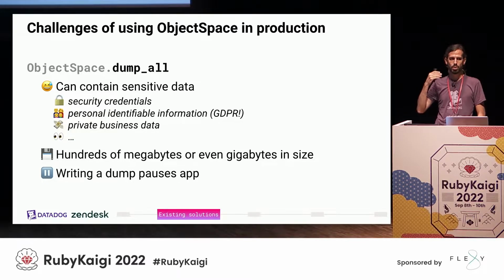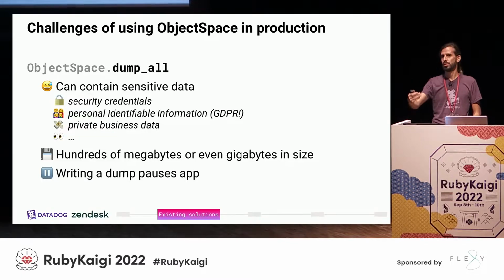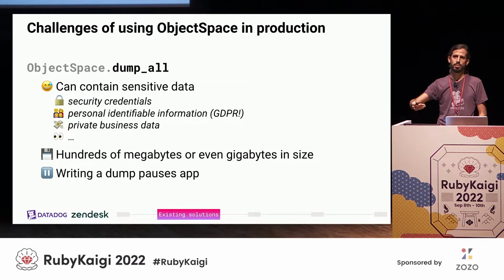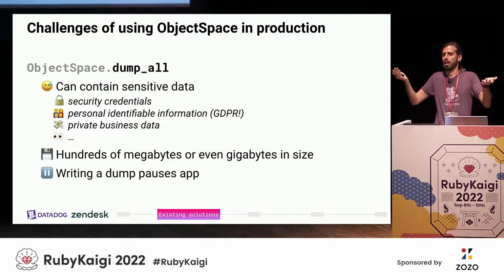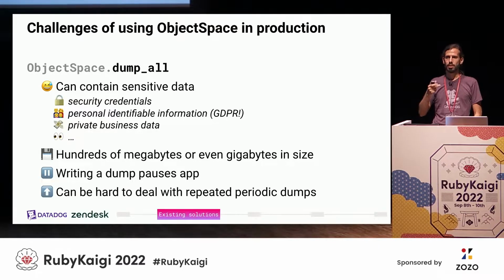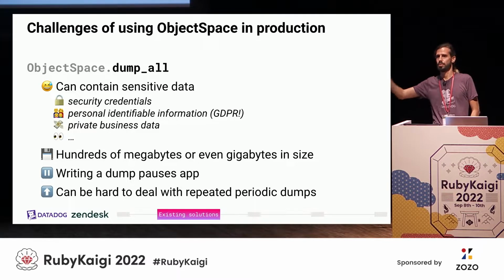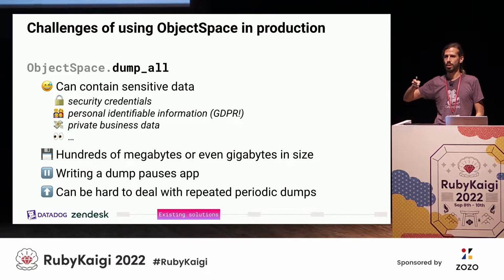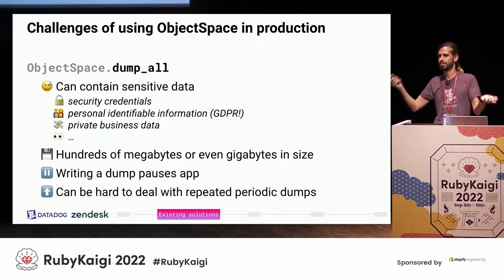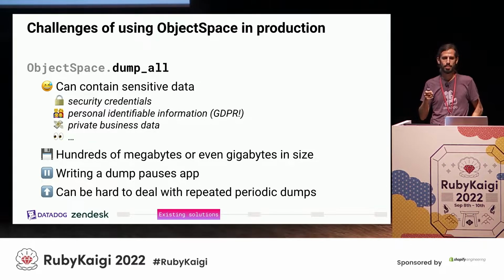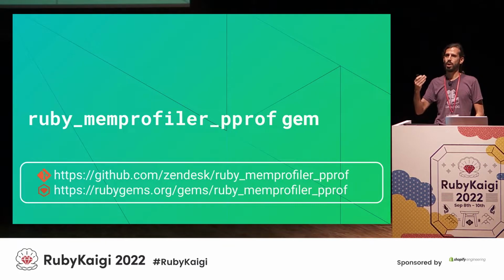As well as, when you're writing a heap dump, it actually pauses the app. So if you have a multi-threaded Puma web server or Sidekiq with threads, when is a good time to pause your app? I don't know. And sometimes you actually want multiple heap dumps to compare them. So now you need to figure out, okay, every 1 minute you have pauses in your app, and you have a gigabyte file that you need to put somewhere. So extra challenge. And this is kind of why we got to working on the ruby_memprofiler_pprof gem.